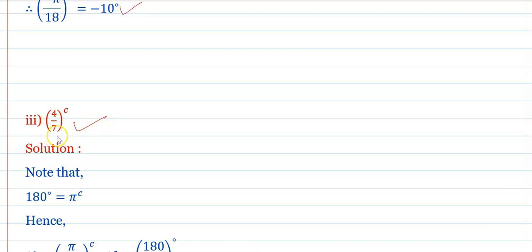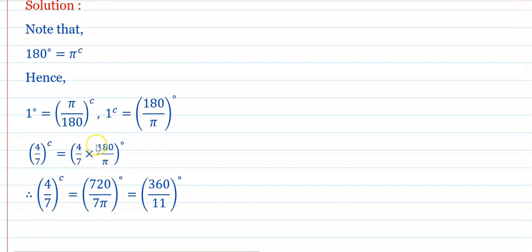4 by 7. Now to convert this radian to the degree, we have to multiply by 180 upon pi. That is 4 by 7 into 180 upon pi. Again, the multiplication, 4 into 180, that is 720. 7 into pi, 7 pi. Again, we reduce it to lowest terms. Okay, substitute the value of pi as 22 upon 7 and then simplify. Then you will get 360 upon 11 degree.